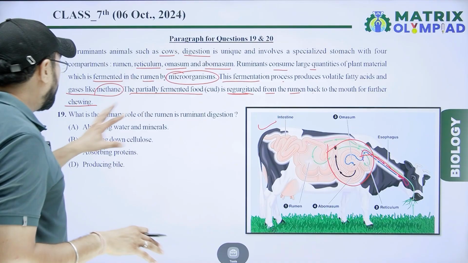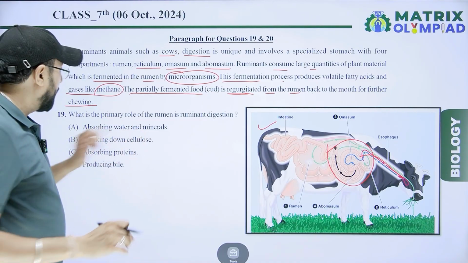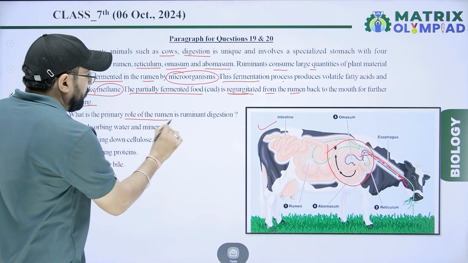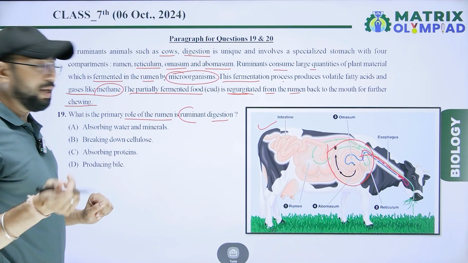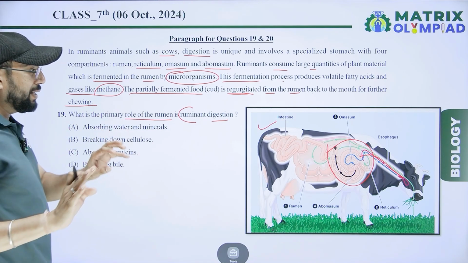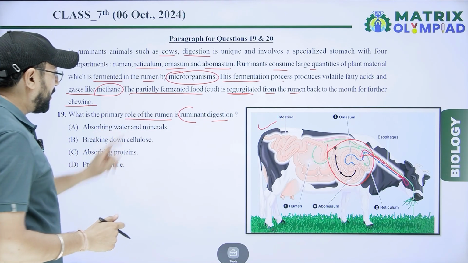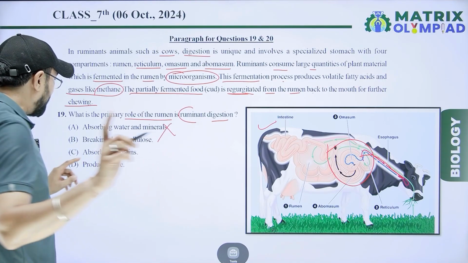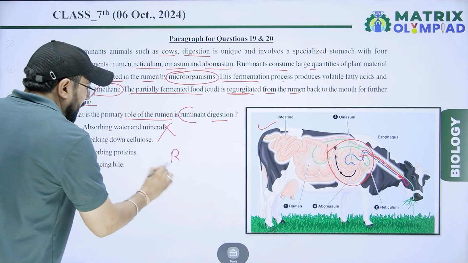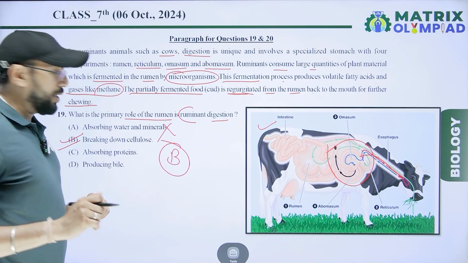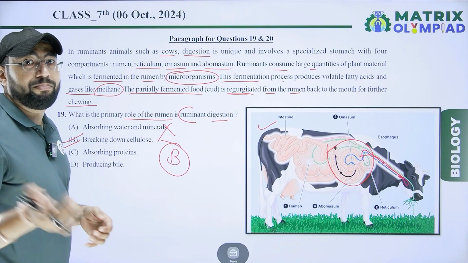According to the paragraph, first question is, what is the primary role of the rumen in ruminant digestion? Absorbing water and minerals, that is wrong. Next one, breaking down cellulose, that is right. Option B is the correct answer, because the rumen participates in cellulose digestion, cellulose breakdown.